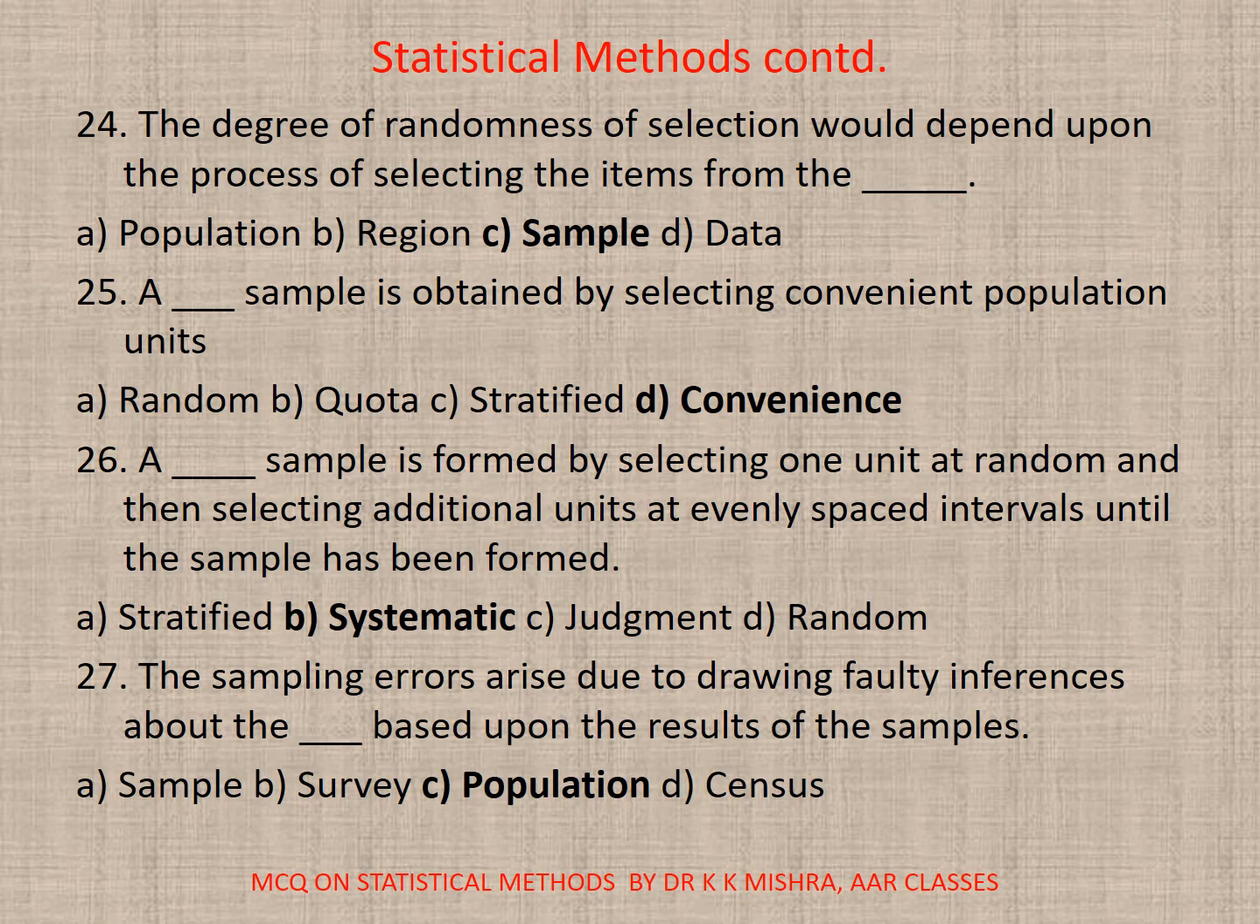Sample. 25. A dash sample is obtained by selecting convenient population units. A. Random, B. Quota, C. Stratified, or D. Convenience. Correct option is D.